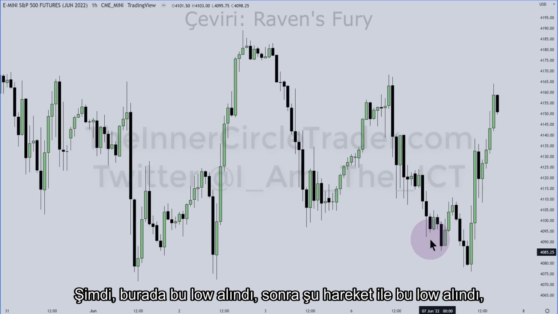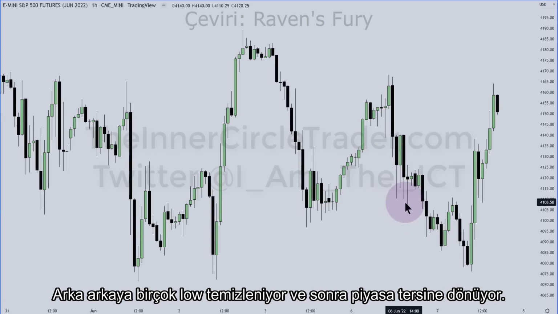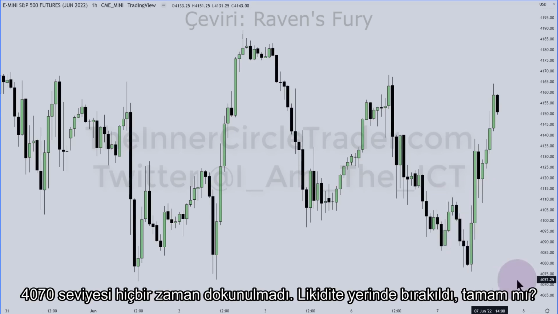All right, so notice that we had this low here taken with this run. Then this low was taken with this run. And this low was taken with that run. So notice what we were seeing. We're seeing multiple lows get taken, and then the market reverses while offering really no high probability shorting opportunity. The 4070 level never got tagged. Liquidity left in place. Okay.